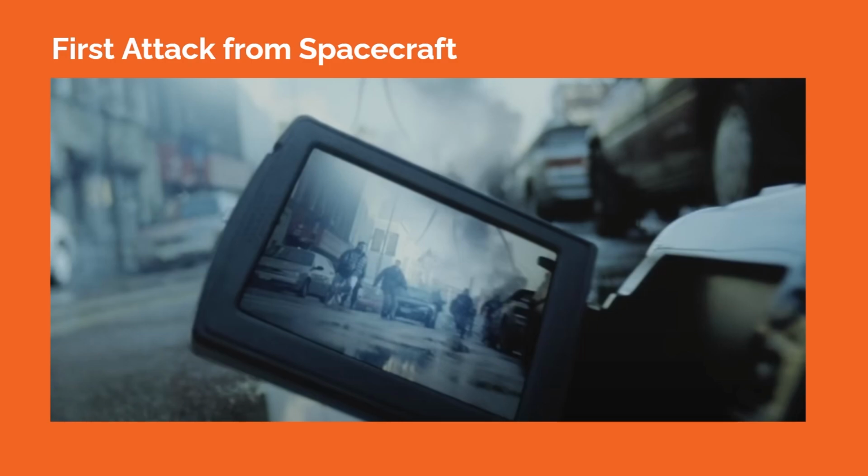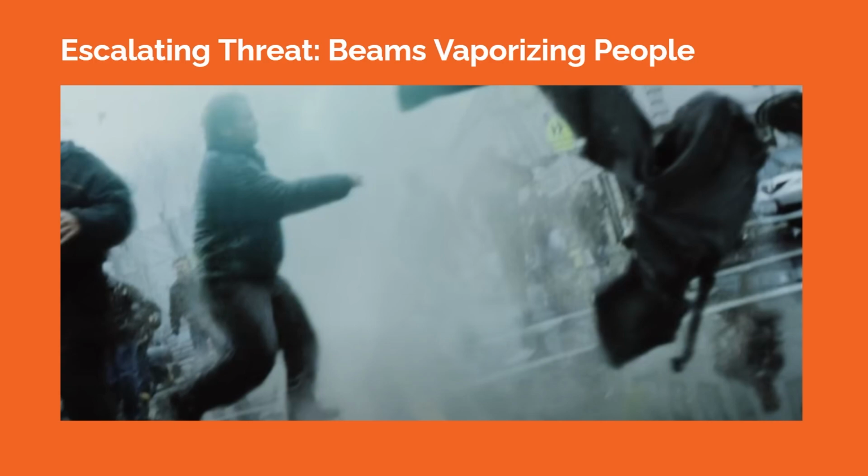Then, we finally get the first attack from the spacecraft as it fires beams into the crowd. The video camcorder we saw earlier drops into frame, and we start to see fleeing people getting vaporized in the viewfinder. We're now in full-on chase scene mode. As the camera runs low to the ground, tracking with the fleeing crowd, we see different people get hit by the beams and then turned into dust. These visual beats inform us of the nature of the threat and what happens when people get hit.